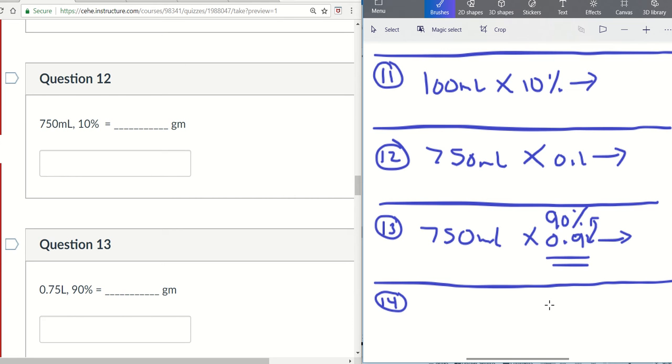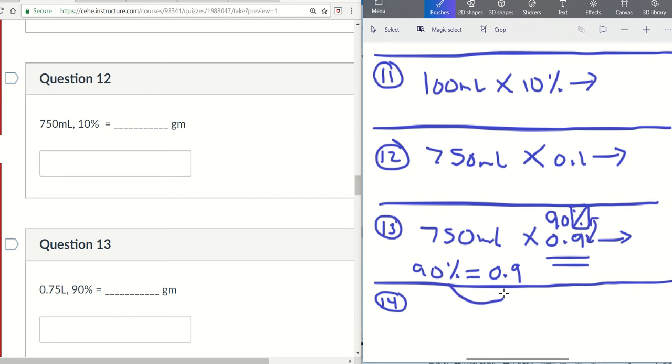Okay, I got 675. 90% equals 0.9. So if we see a percentage all the time, we just do the decimal part instead? Yeah, if it's a percent, if you want to use 90, push in 90 and your percent symbol. But if you want to use the decimal, then just punch in the decimal. Because they're all percentages.